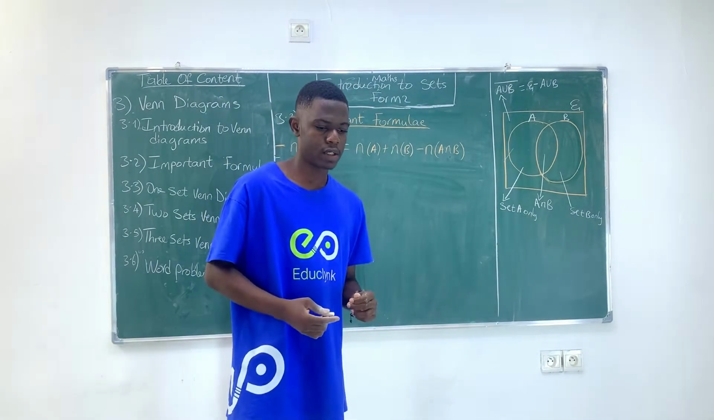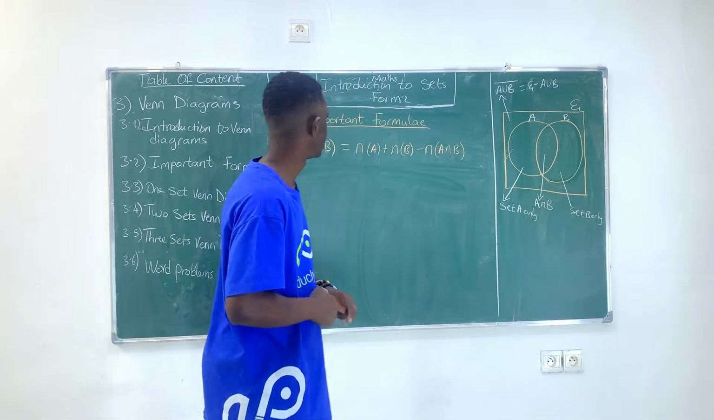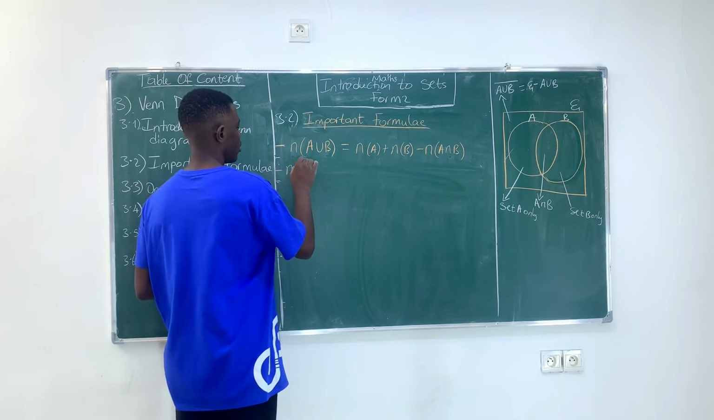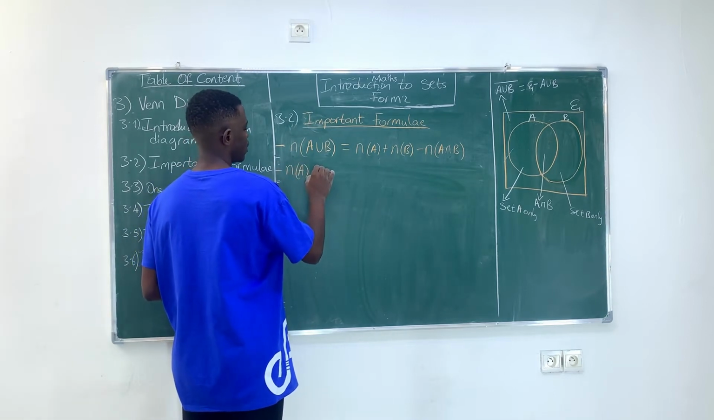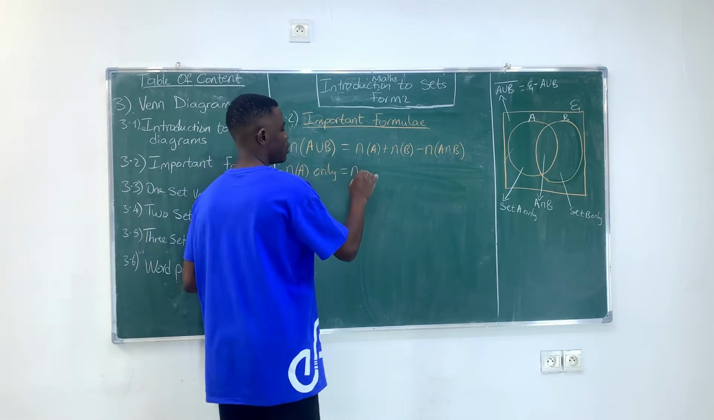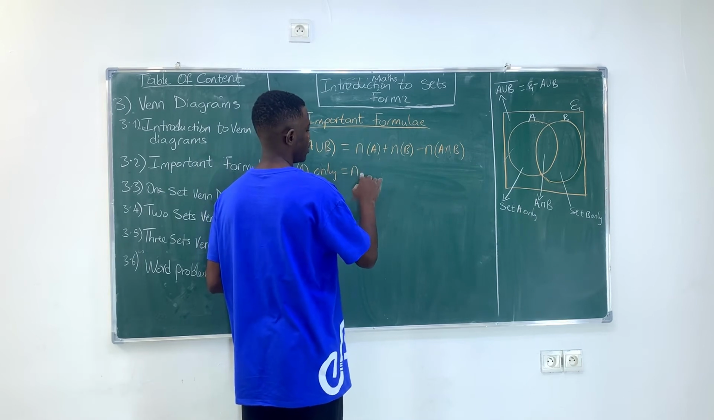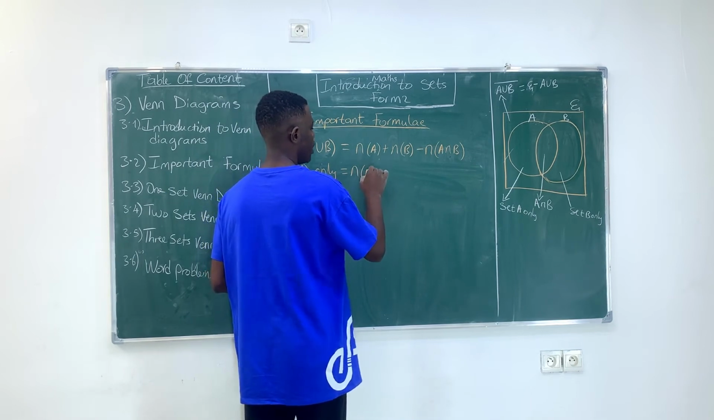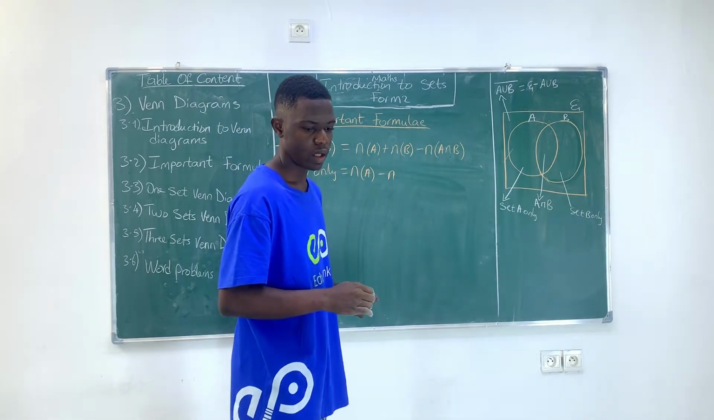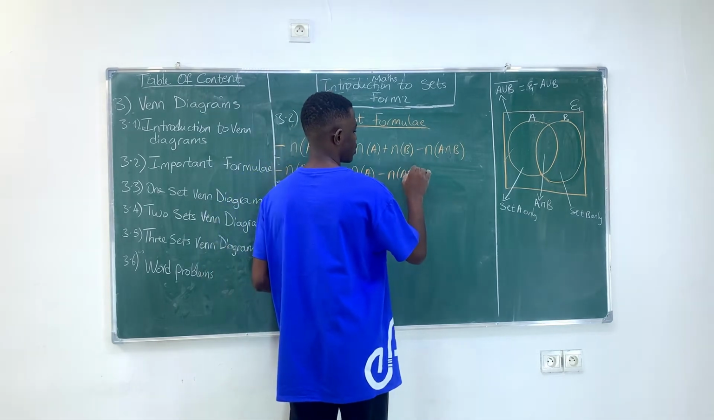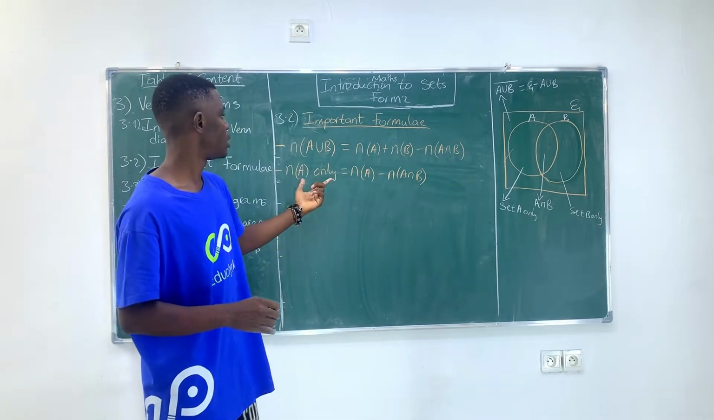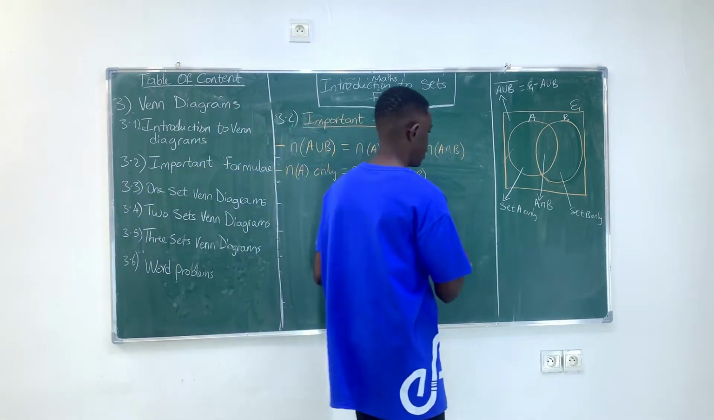The next formula says they ask for n of A only. It is equal to n of A minus n of A intersection B. This is called the two sets formula. I should be writing it there instead.